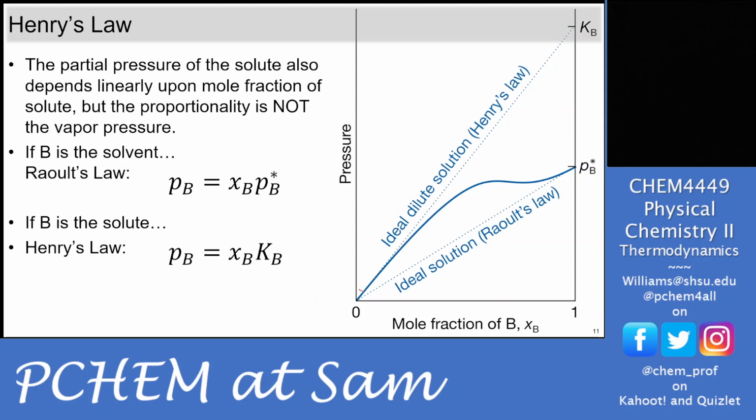So it's linear for a little bit, right? It's linear for that range there, and the proportionality is KB. So it's the same kind of equation. You see, instead of P star, we have KB, this Henry's law constant. And that would be what you would use for the solute. If B is the solute, you use the Henry's law constant for B in A. So this is the constant for B in A.